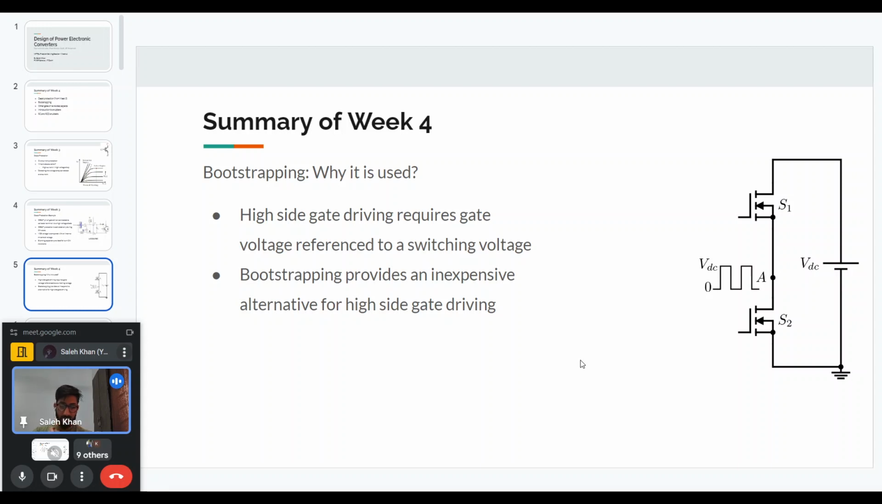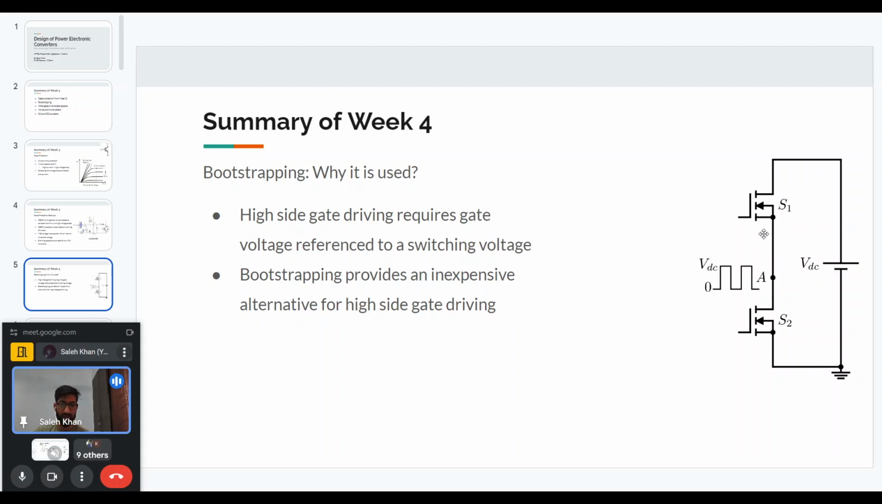Next, we have the bootstrap capacitor based gate drivers. The first question is, why do we use bootstrap? We have previously seen that in a half bridge configuration, the voltage of the switching node, which is the midpoint between the two switches, is not a constant voltage, but a switching voltage, and it varies between 0 and the DC bus voltage, the VDC voltage, which can be very high.